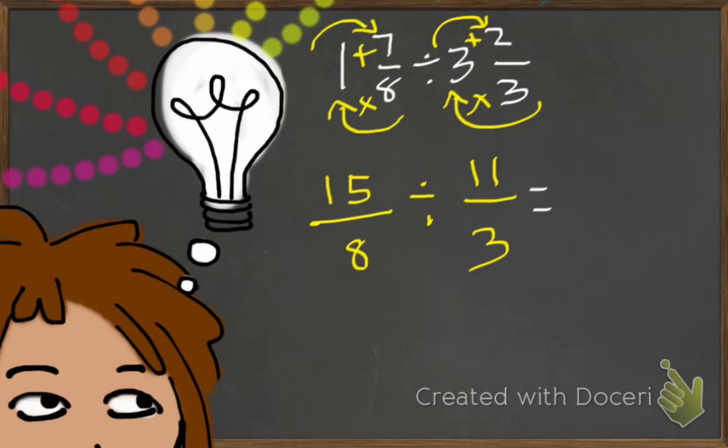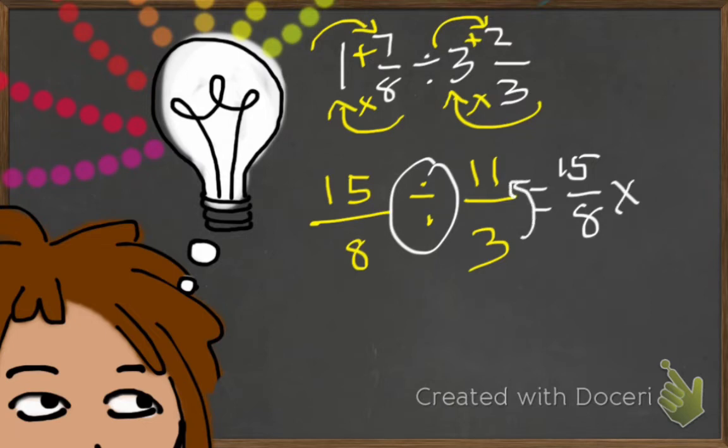Now let's keep the reciprocal. We keep 15 over 8. And change the division into multiplication times. And get the reciprocal of 11 over 3. So we are going to swap. So the reciprocal of 11 over 3 is 3 over 11.